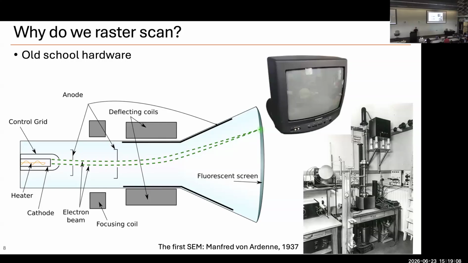At the time, the biggest technology was the cathode ray tube. That's how TVs were made. You have this electron gun that emits electrons through some deflector coils and points the electrons at a fluorescent screen. This is how you watch TV and watch your shows. We use the same type of scanning technology to start on our path towards imaging atoms. And so it really traces its roots back to this old school hardware.